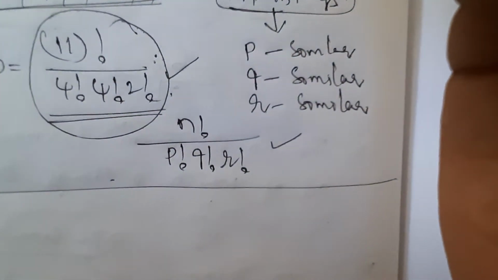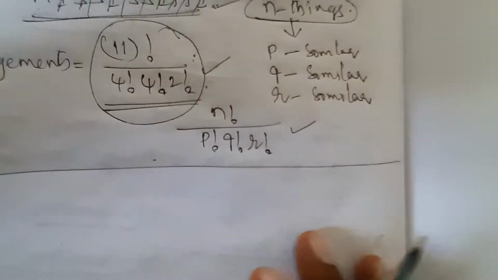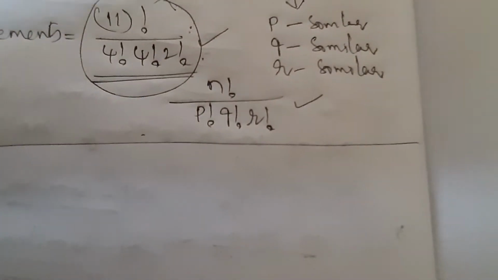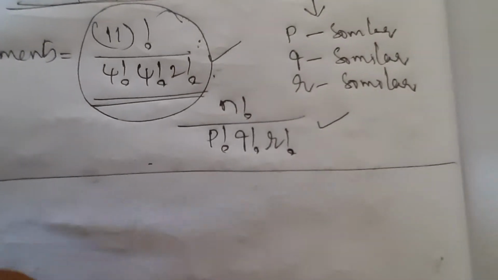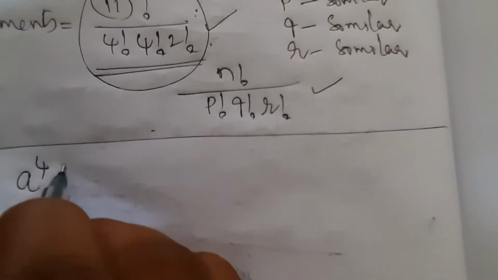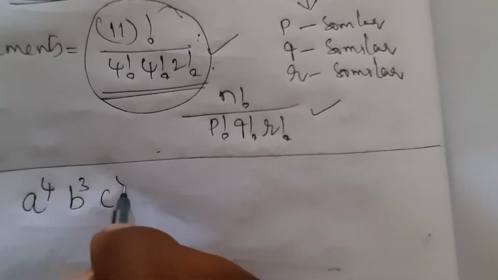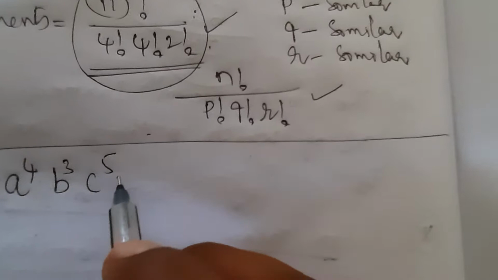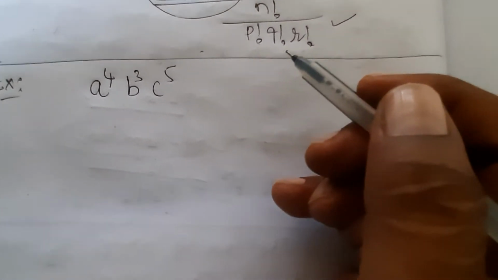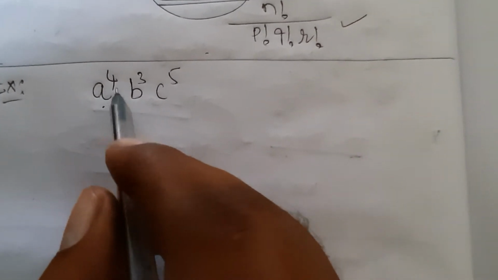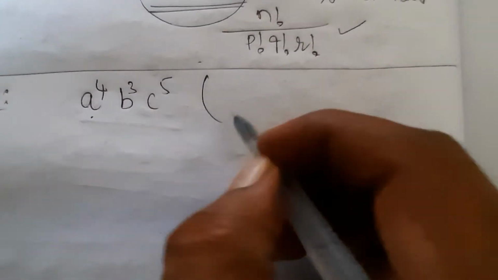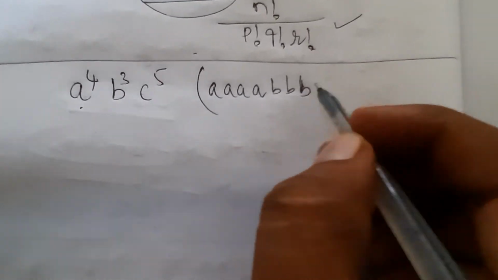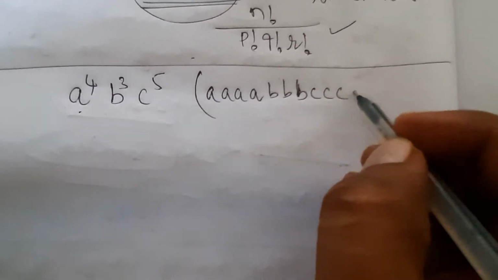Here they give one example. Find the number of ways of arranging the letters of the word a to the power 4, b cubed, c to the power 5, in its expanded form. Expanded means a 4 times, b 3 times, next c like this.